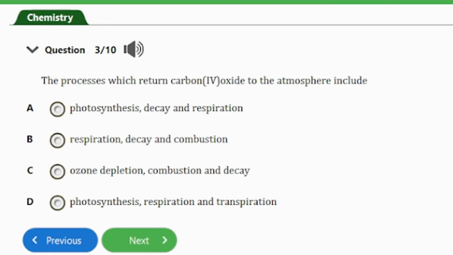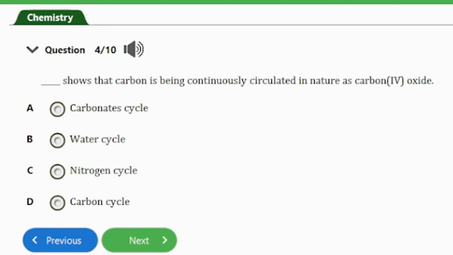And that's question number 3 here. It says, the processes which return carbon dioxide to the atmosphere include A. Photosynthesis, decay, and respiration. B. Respiration, decay, and combustion. C. Ozone depletion, combustion, and decay. D. Photosynthesis, respiration, and transpiration. So guys, the answer to this question is option B. Respiration, decay, and combustion all return carbon dioxide to the atmosphere. And that's it for that question. So let's consider the next question.